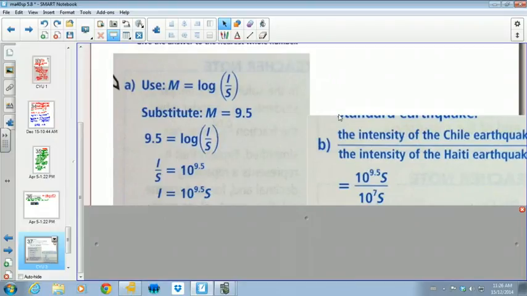What? That's not right. Where did this 10 come from and where did the log go? Okay, so the 10 is, we changed it into exponential form here. This is a base of 10, right here. So it's the 7 law. 10 to the 9.5 equals L over S.